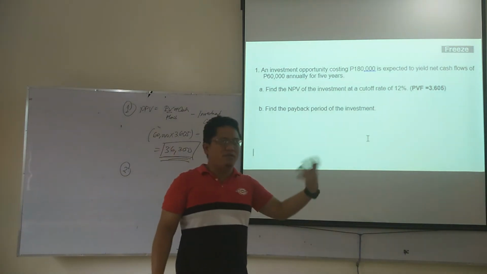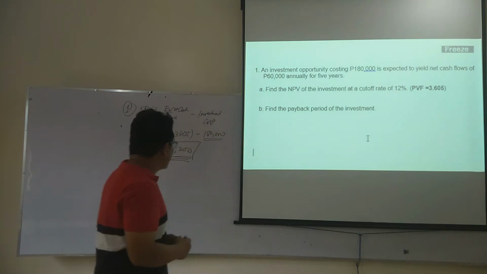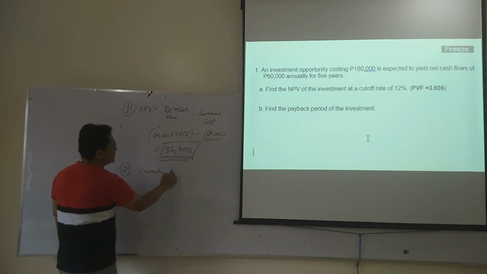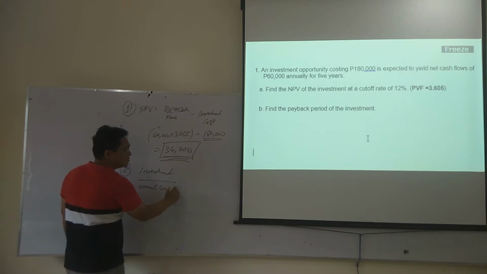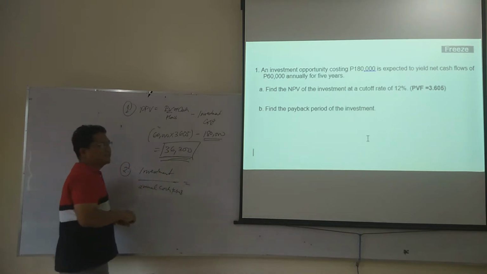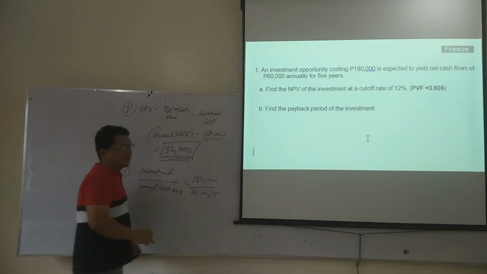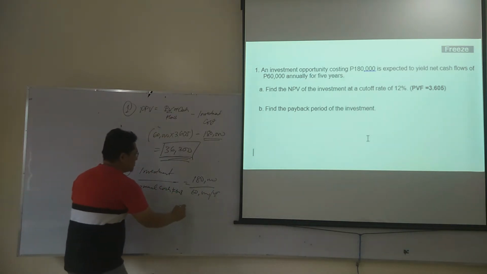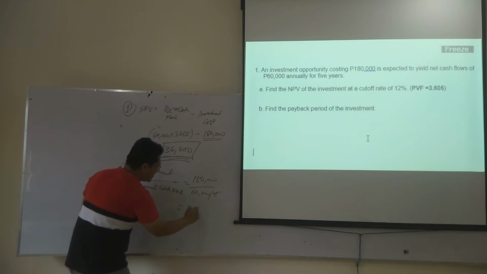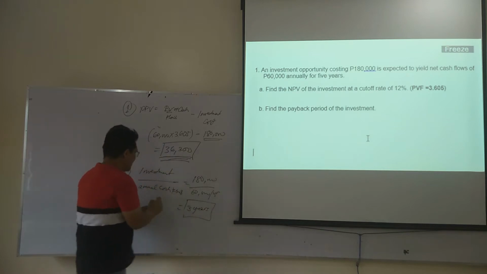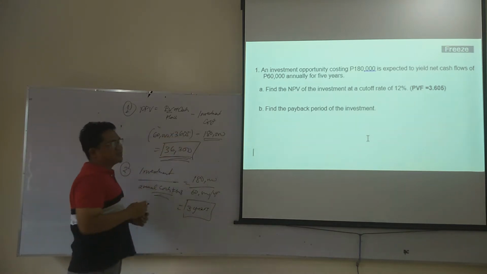When are you going to recover your investment? So payback period is simply your total investment divided by your annual cash flow. So it's just 180,000 divided by 60,000 per year, 60,000 annually. That's 3 years. Take note that payback period doesn't consider present values.